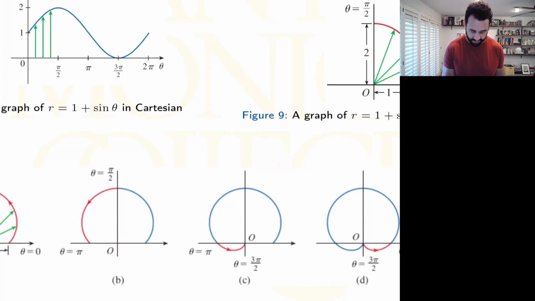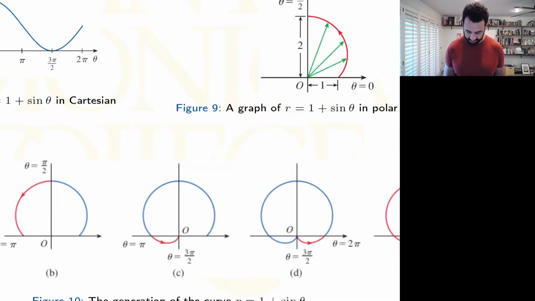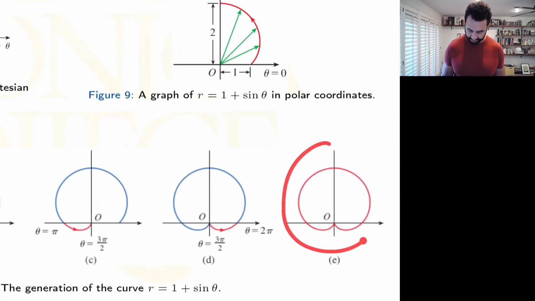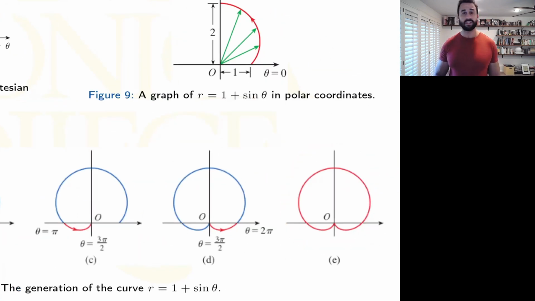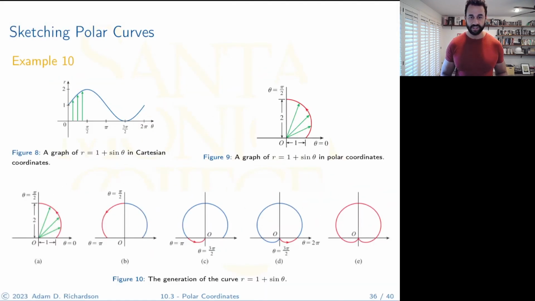Then once you get past 3 pi over 2, you start going out a little bit more until you end up right here at 1 again at 2 pi. And so that finishes the picture. So altogether, our picture looks like this. This is what's called a cardioid because it looks like a heart. It's also why cardioid microphones are called cardioid microphones for anybody that's into audio engineering and such.